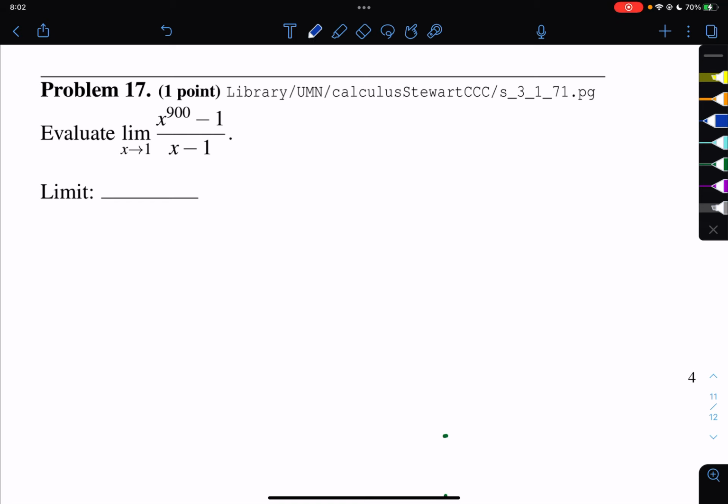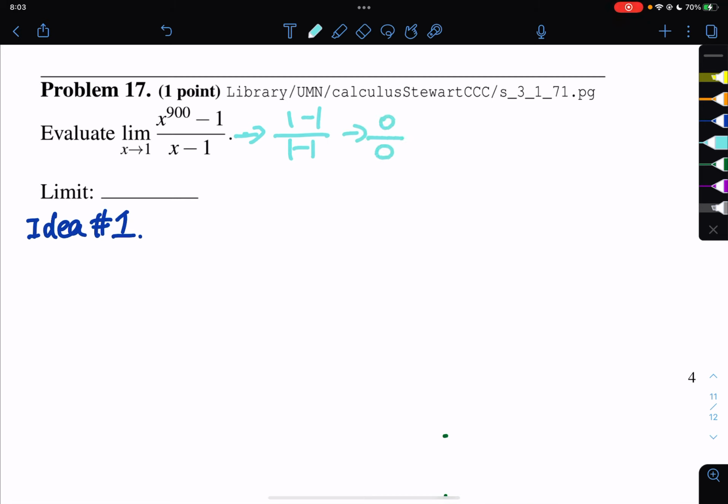So first of all, we can try to solve this problem directly. Well, idea number one. So what we can do is just to say, hey, why don't we try substitution? Because clearly this is a limit question. So if you try to do substitution, it's 1 minus 1 over 1 minus 1, which is a 0 over 0 type. So intuitively, I want to factor it.